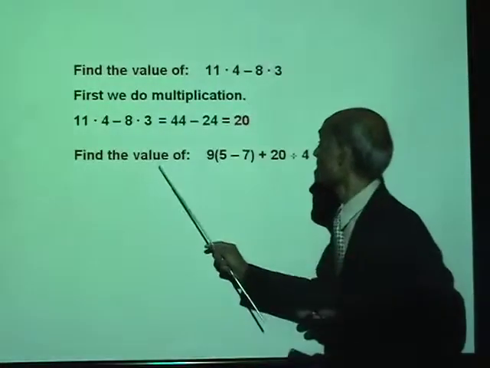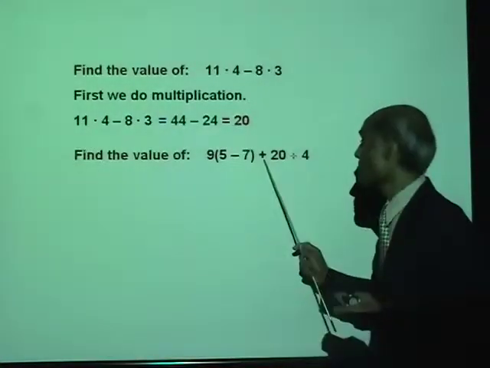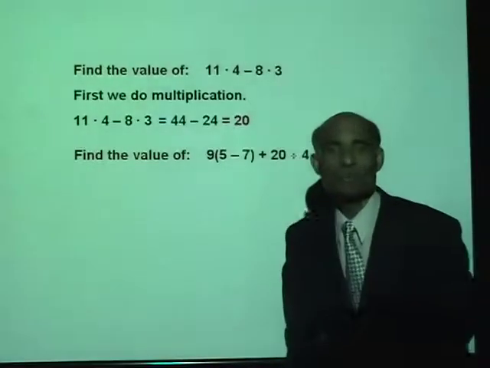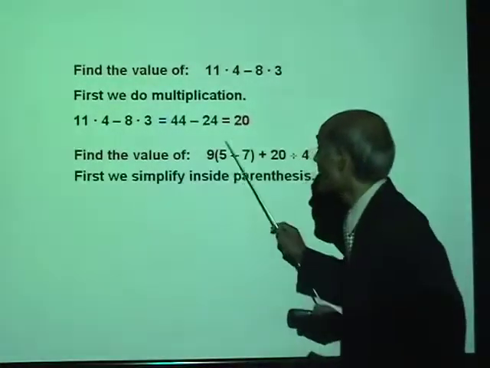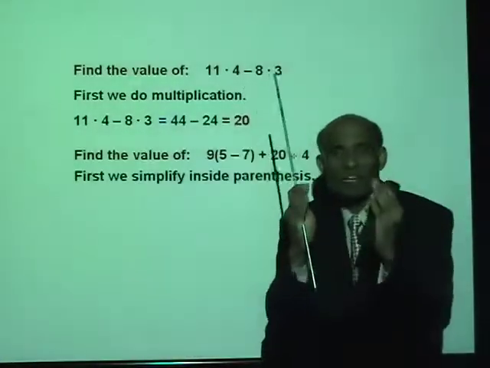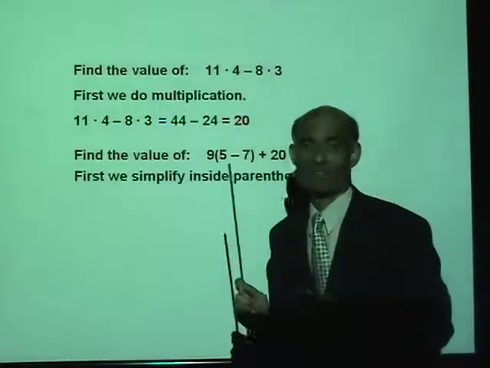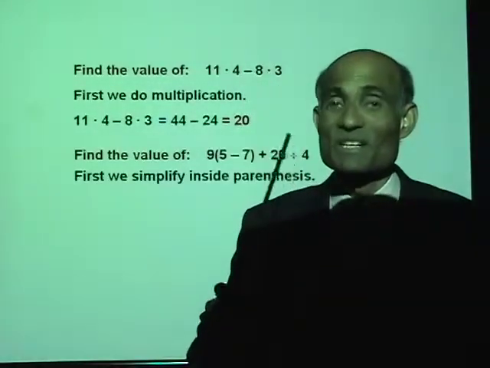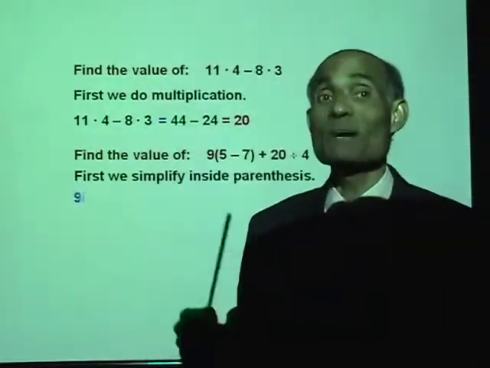Next one, find the value of 9 times (5 minus 7) plus 20 divided by 4. What will you do first? Well, first we simplify inside that parenthesis. So remove that parenthesis by simplifying inside. What is 5 minus 7? Alright, how many of you got that right? 5 minus 7, in other words, 7 take away from 5, it will be a negative number.